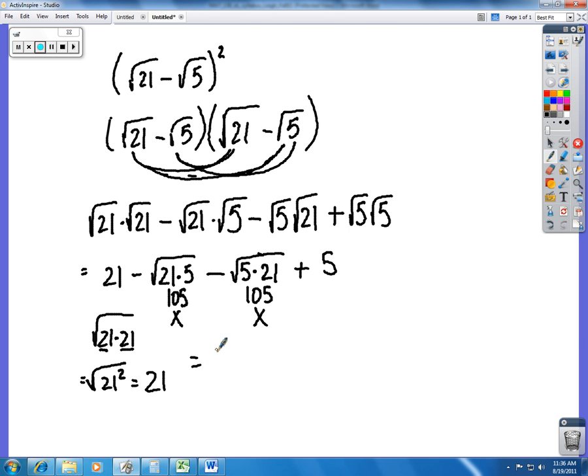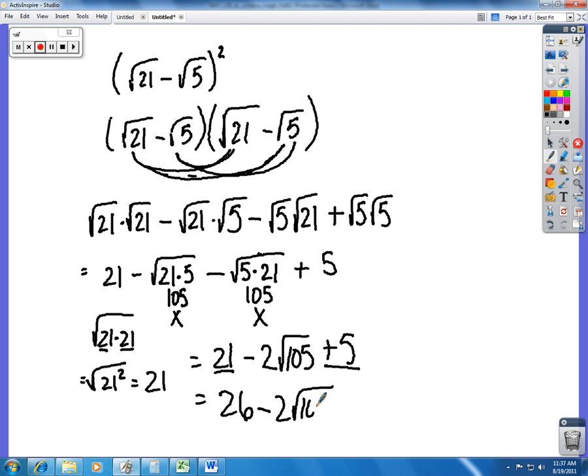Well, we're going to do the same thing. So we've still got our 21. This and this, instead of being a negative 2x, it's a negative 2 times the square root of 105. And then we've still got our plus 5 out here. So now we can combine this positive 21 and that positive 5 to give us 26 minus 2 times the square root of 105. Okay, so that's example 1.